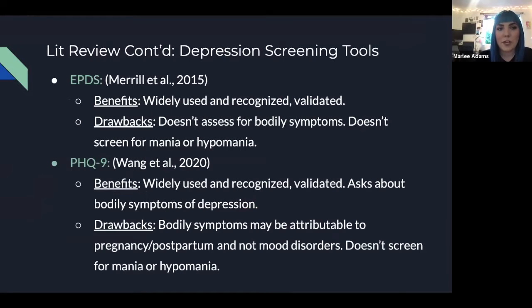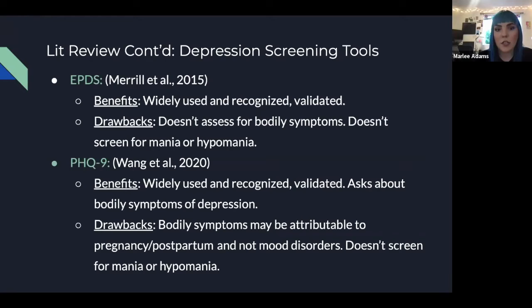So speaking of screening, time to talk about our screening tools. These are the most commonly used ones for depression. First, we have the Edinburgh Postnatal Depression Screening, the one I briefly mentioned before. This one is nice because it's widely used and recognized, and it's validated in the perinatal period. But the drawbacks are that it doesn't assess for any bodily symptoms of depression like fatigue or lethargy, and it's not screening for mania or hypomania.